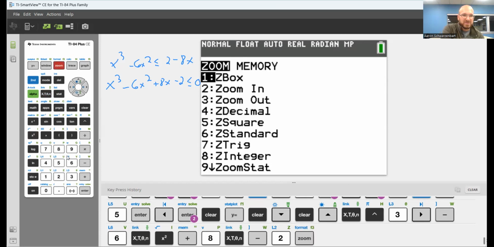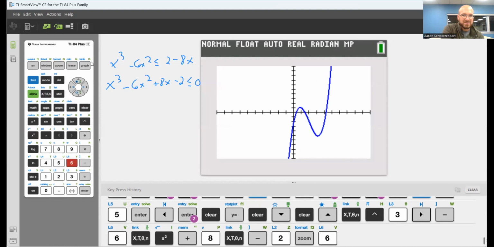I'm going to zoom 6, standard zoom. Okay, and there's my graph. So I can see that it's negative here and here. So I got to find those zeros.